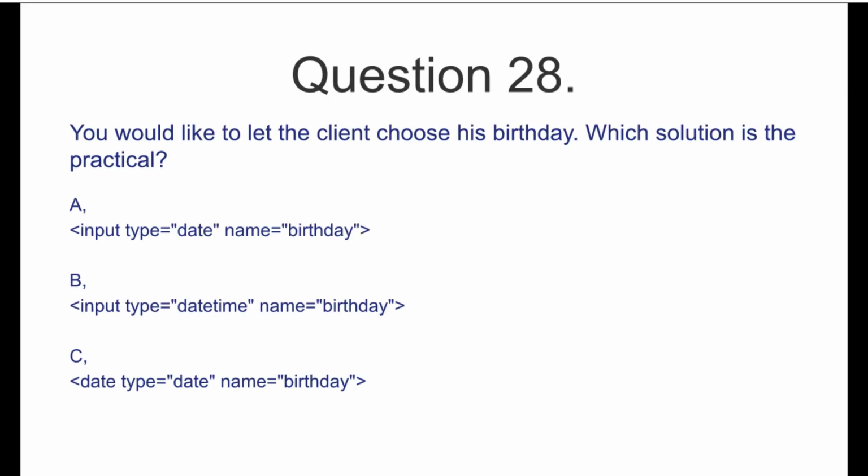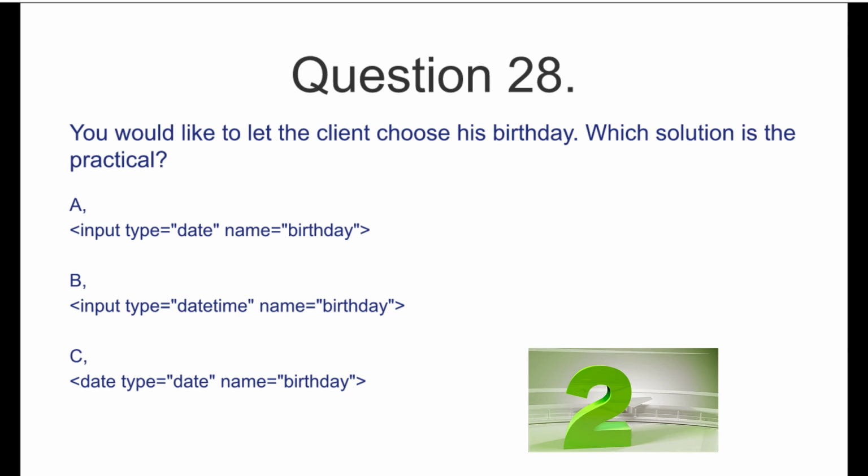Question number 28. You've got a client and you'd like the client to be able to choose his birthday for the input fields. So which solution is practical? Option A is input with a type of date and providing a name for birthday. B, input type equals datetime with name equals birthday. And C is a date attribute instead of an input attribute, providing a date with a type equal to date and name equals birthday. So what's the correct answer for question number 28?